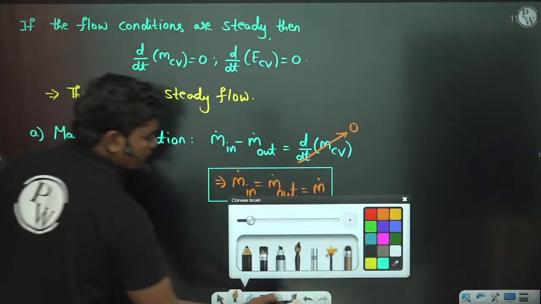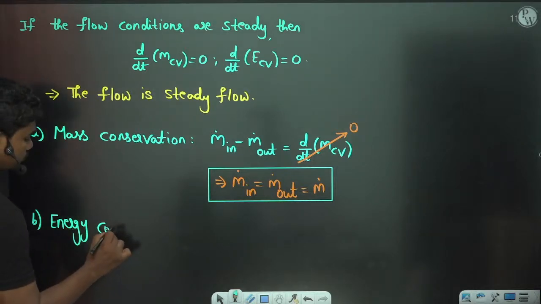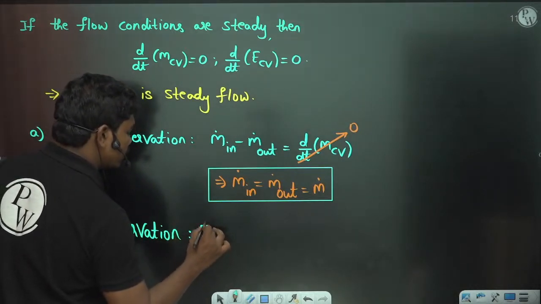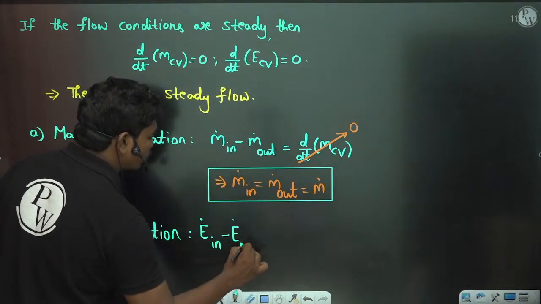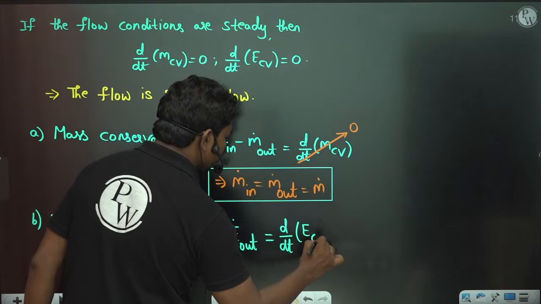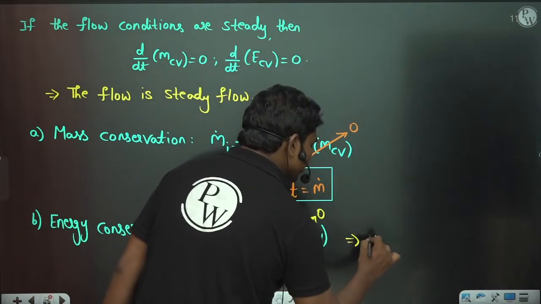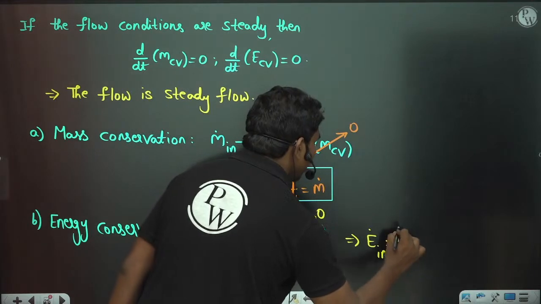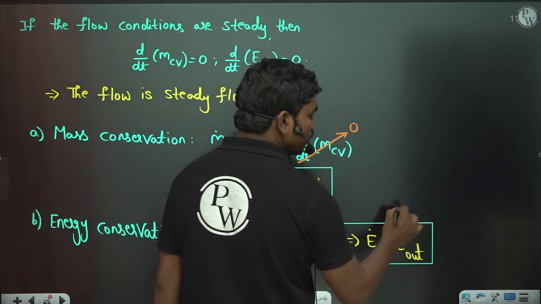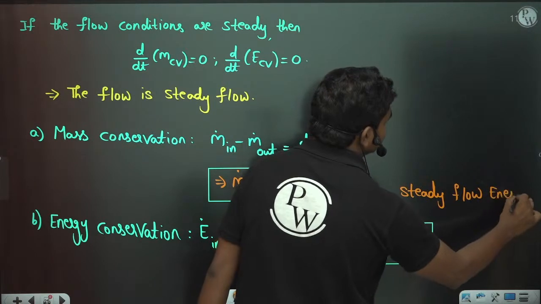Similarly, the energy equation, energy conservation: energy flowing in minus energy flowing out is equal to rate of change of energy of the control volume. Again this term is 0, so this implies energy flowing in is equal to energy flowing out, and this is the energy equation of steady flow. That's why this is called the steady flow energy equation.